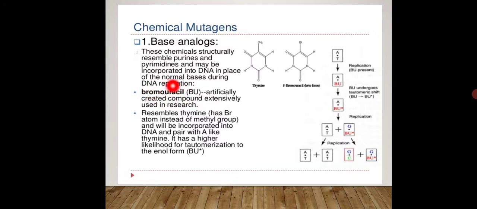So this bromouracil can mimic thymine. Mostly it mimics thymine, and in rare cases it mimics cytosine also. You have to keep in mind that bromouracil mimics thymine, and we know that thymine base pairs with adenine. So ultimately this bromouracil is going to base pair with adenine, same as thymine. It has a higher likelihood of tautomerization to the enol form.